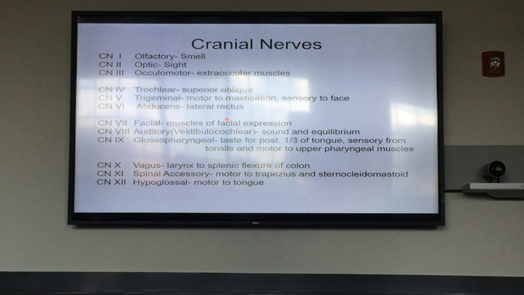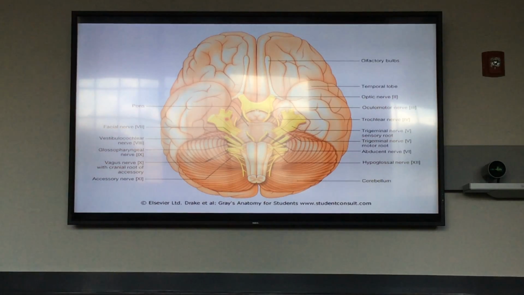Hypoglossal. It works. Great. Okay? Review those particular functions for those nerves. You should spend some time identifying them on the base of the skull. And I'm going to point out optic. This is the olfactory bulb.